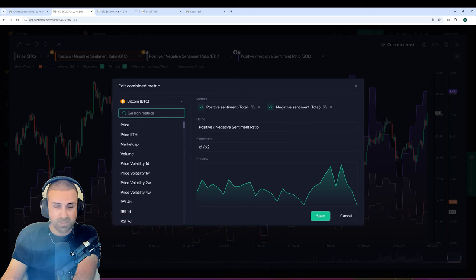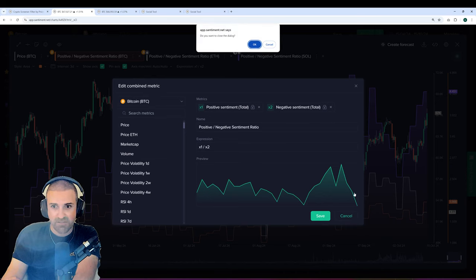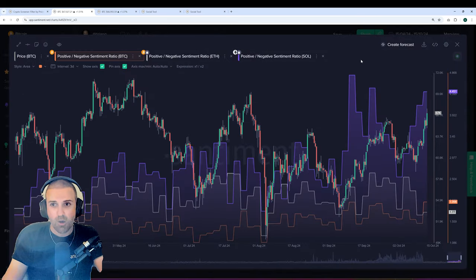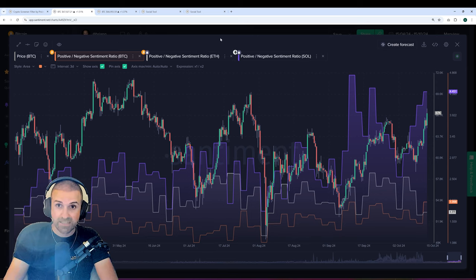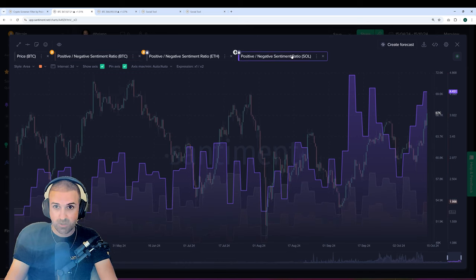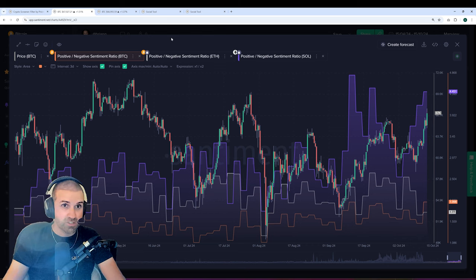Very simple. You just type in the search metrics here in the combine metric prompt, title it however you want, and then just say X1, which in this case is positive, divided by X2, which is negative, hit save, and it'll pop right up. So on this template, for convenience, I've got arguably the three most popular assets, excluding Tether and Binance Coin, which are actually larger market caps than Solana, but basically just looking at three very top caps to see what their positive versus negative sentiment is.